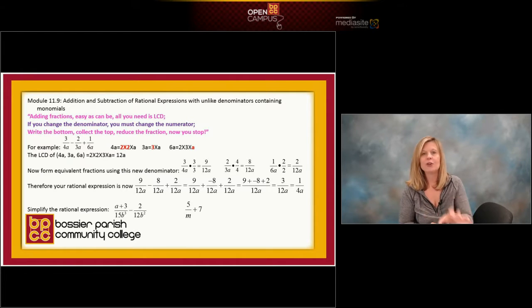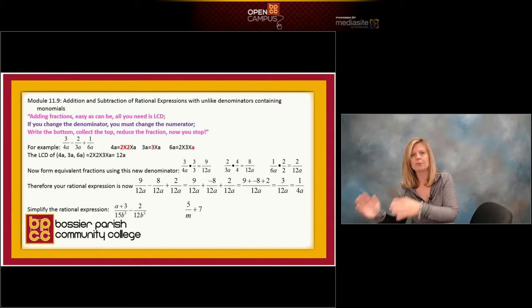So again, if you can't look at those denominators and figure out the LCD in your head, the rule that always works is factor every denominator as low as it can go into primes. So if you take 4a, 4 would be 2 times 2, times a. If you take the denominator 3a, well, that's already prime. 3 is prime, a is prime. If you take the denominator 6a, 6 is 2 times 3 times a. Once you get your denominators all in lowest terms and primes, you take the most of every prime term.